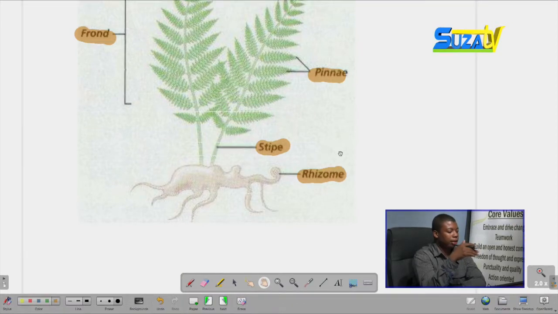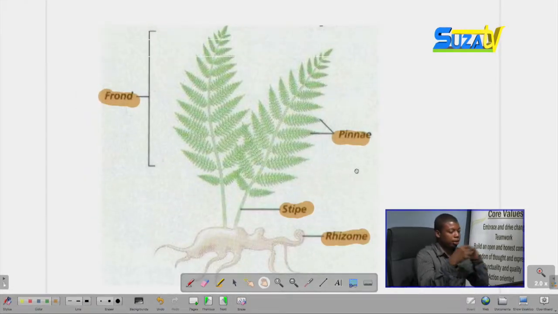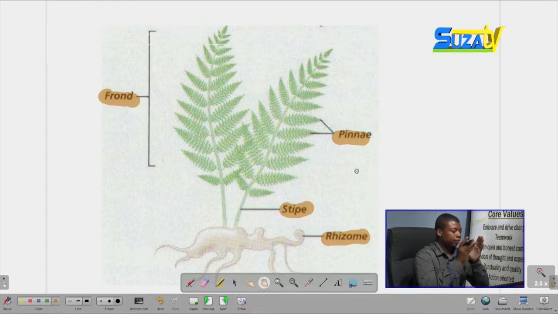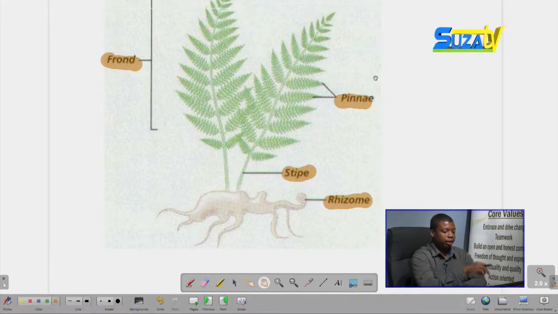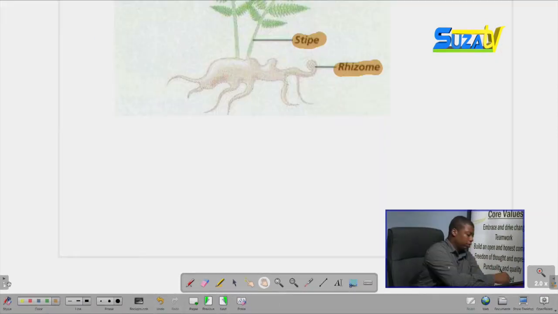We can see in a plant or in a frond, this can be seen. So we can see in a plant like this, or in a member of division Pteridophyta, the fern plant, it's important to show these parts. The pinnae, which are like the leaflets, the stipe, which is like the stalk, the rhizome, which are like the roots, and the frond, which shows the whole plant.